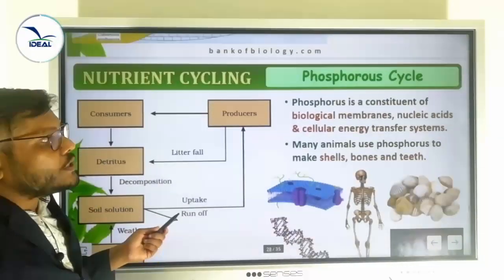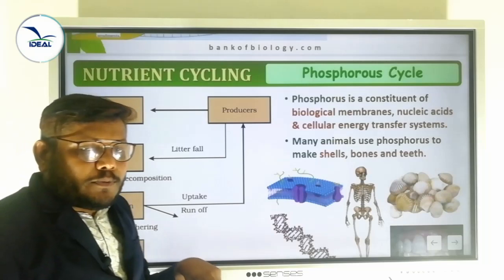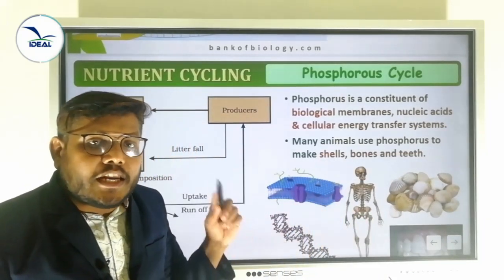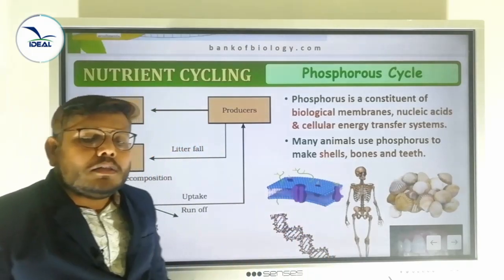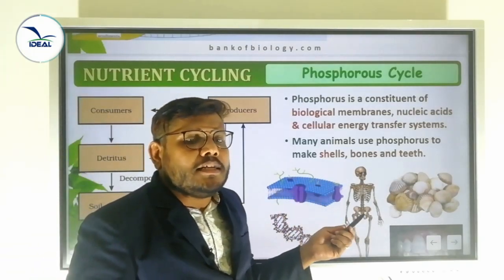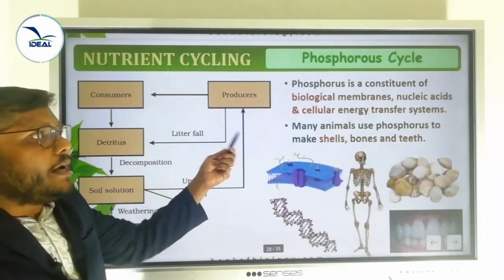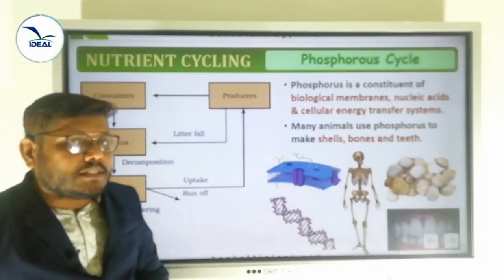The next one is the phosphorus cycle. What is the phosphorus cycle? Here phosphorus flows from abiotic to biotic and back to abiotic in a more or less cyclic manner. That is called the phosphorus cycle. The reservoir of the phosphorus cycle is the earth's crust. Here phosphorus is a constituent of biological membrane, nucleic acid, and cellular energy transfer system.